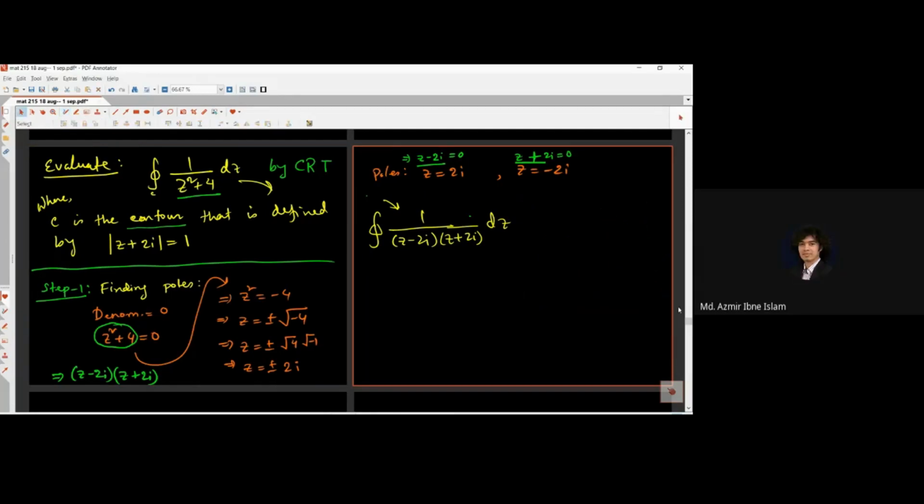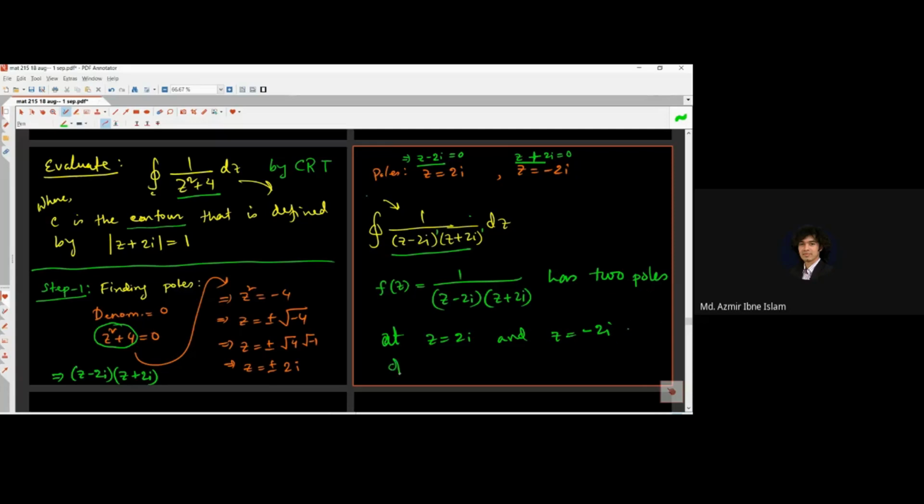Now tell me, what is the order for these two poles? One. So both poles are of order 1. Here we have order 1, order 1. The main function, let me write it: f of z equal to 1 over (z minus 2i)(z plus 2i) has two poles, at z equal to 2i and at z equal to negative 2i, two poles of order 1. Or we can also write it in an alternative way: f of z has two simple poles.